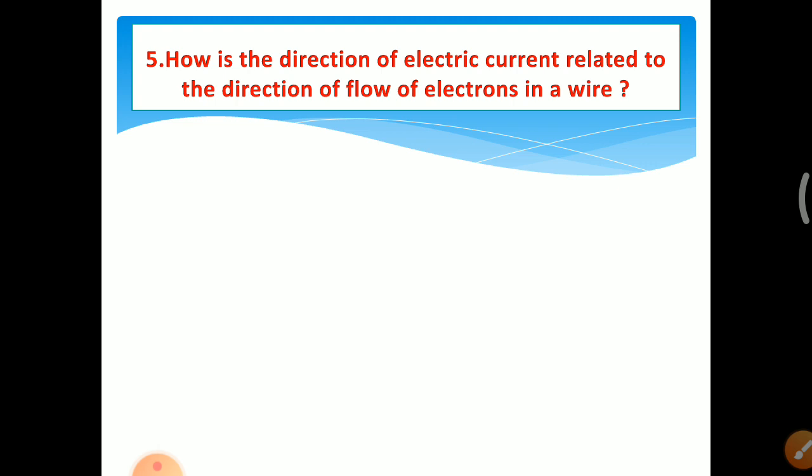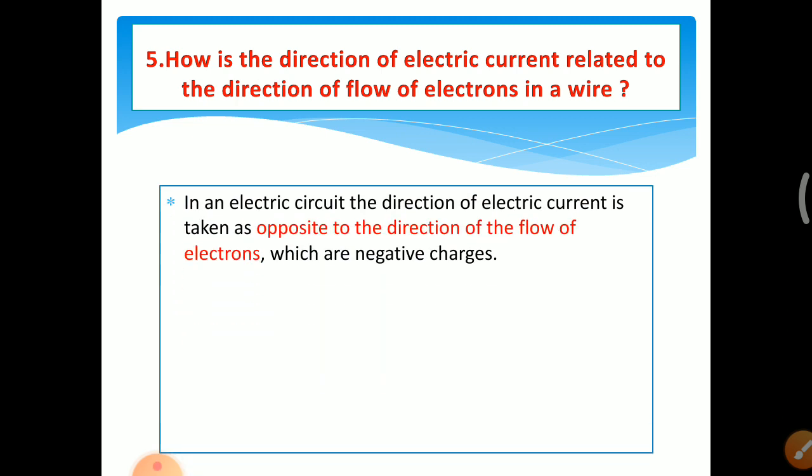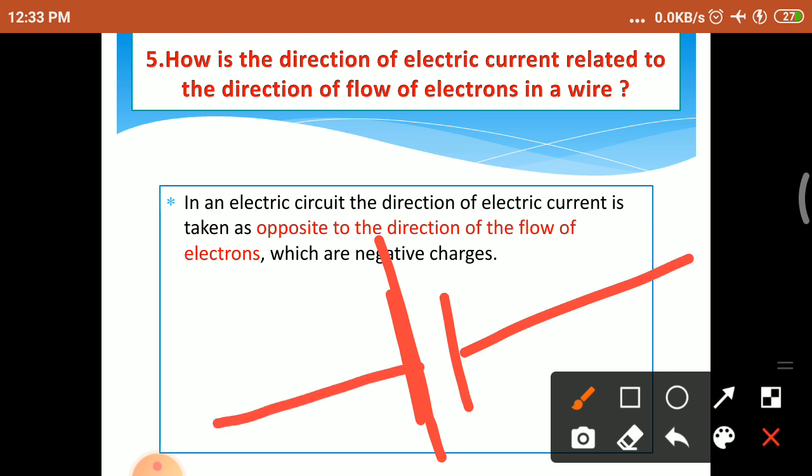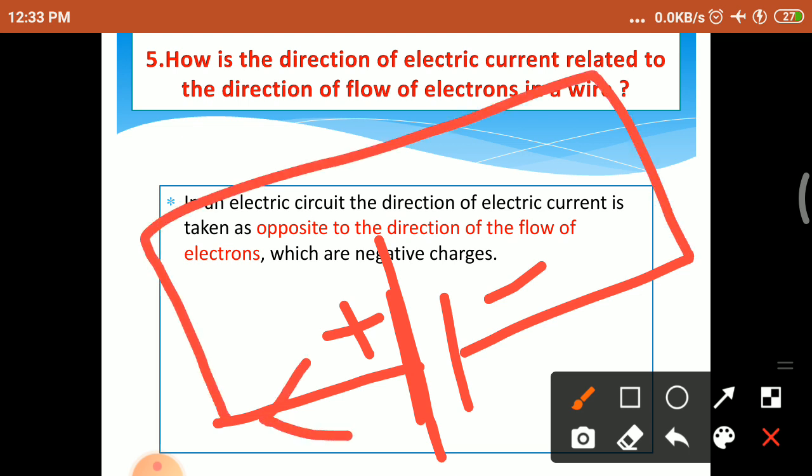How is the direction of electric current related to the direction of flow of electrons in a wire? In an electric circuit, the direction of electric current is taken as opposite to the direction of the flow of electrons, which are negative charge. See here, this is a battery, positive terminal and negative terminal. So the direction of electric current is always positive terminal to negative terminal.